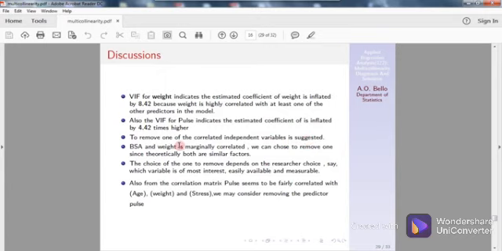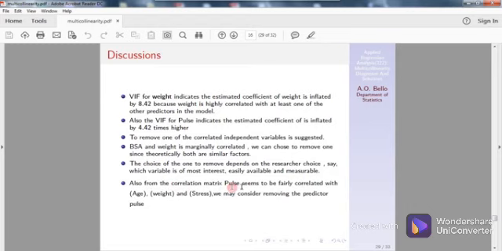So there is a need for us to remove. We've already suggested removing body surface area. So body surface area and weight are marginally correlated also. We can choose to remove one of them since theoretically they are both similar factors. So we've suggested removing body surface area, and the choice of one or two to remove depends on the researcher's choice, as was said earlier. Say which of the variables is of most interest, easily available and measurable.